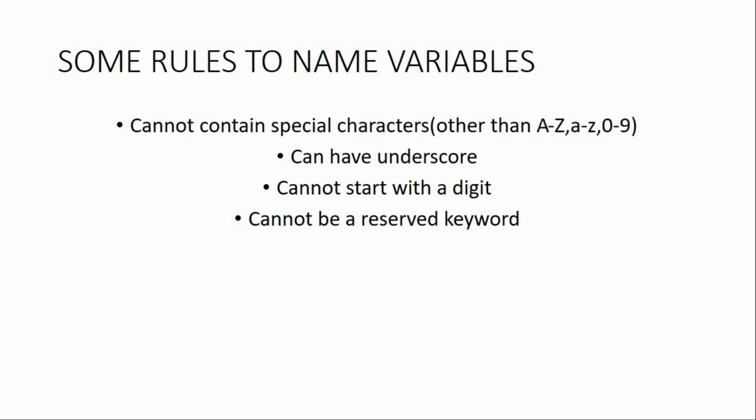So there are some ground rules to name such variables. They are as follows. These variable names cannot contain a special character. That means it cannot contain any other character apart from A to Z in caps or in lowercase, and then you can contain numbers. However, it can have the underscore character, and then the next rule is that it cannot start with a digit, and the fourth rule is it cannot be a reserved keyword.